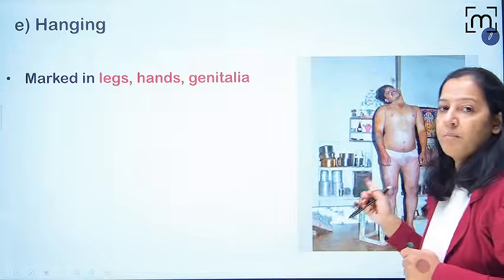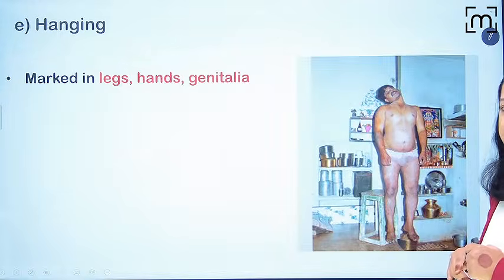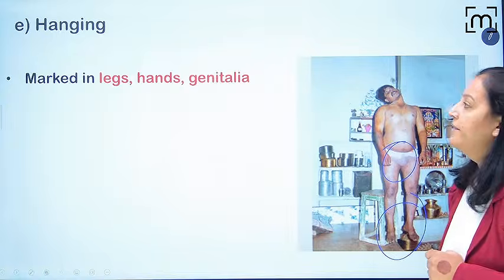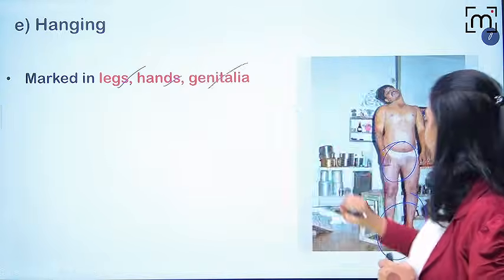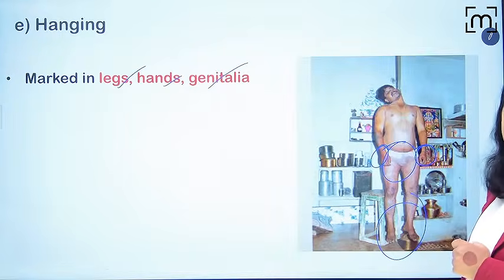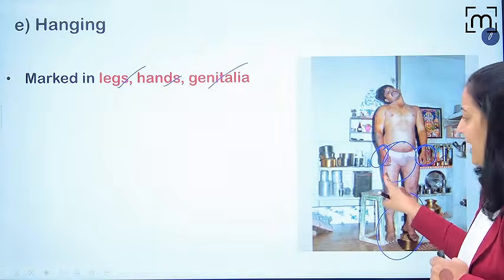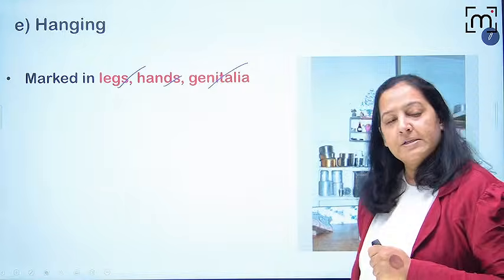Hanging. What about hanging? Where will the lividity be? What is the dependent area? It will be the legs and the genitalia. So it will be the legs, hands, and genitalia. You can appreciate the dependent area very easily with the image. So appreciate the legs, the hands, and the genitalia. That is in case of hanging.